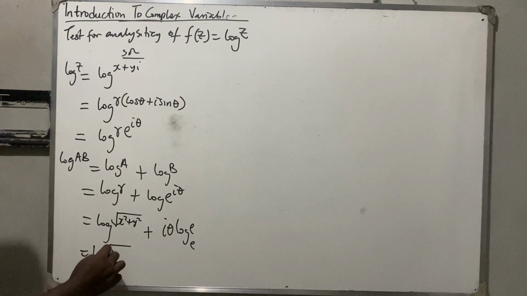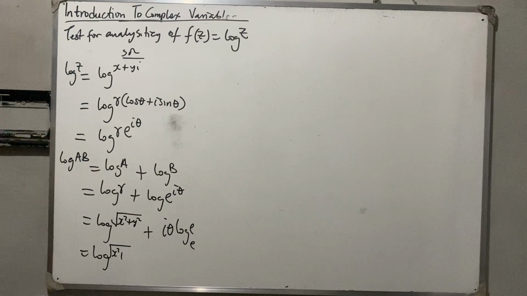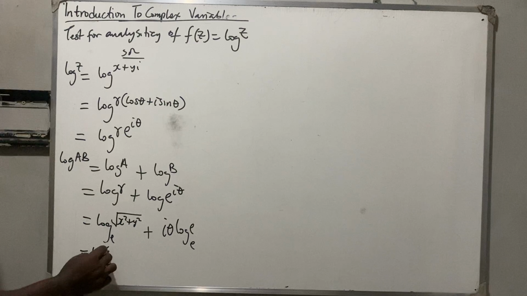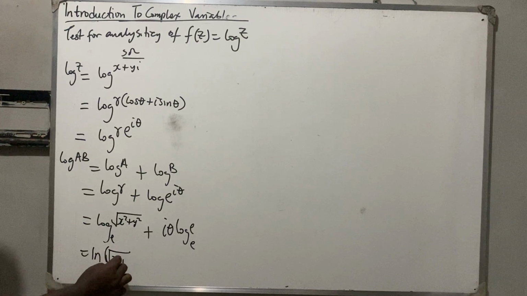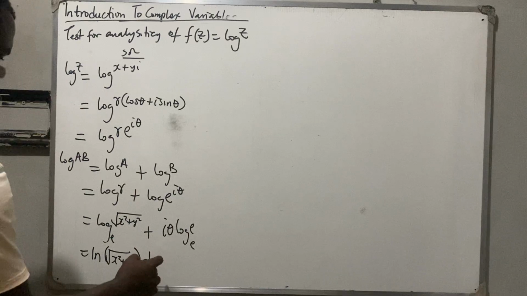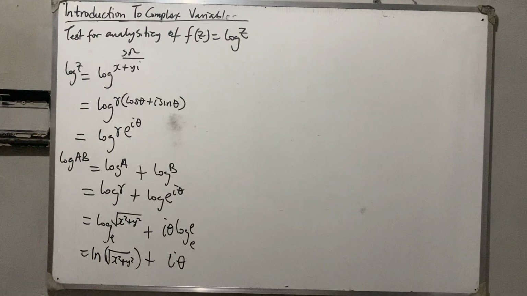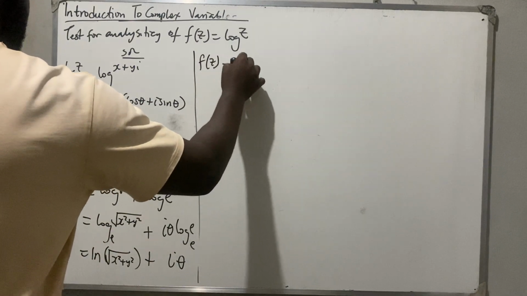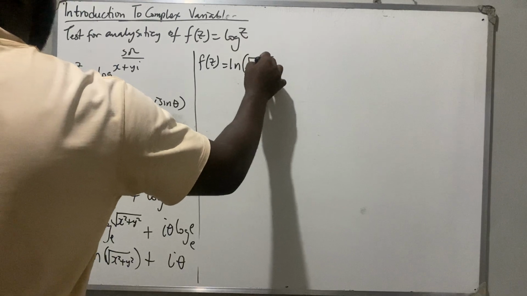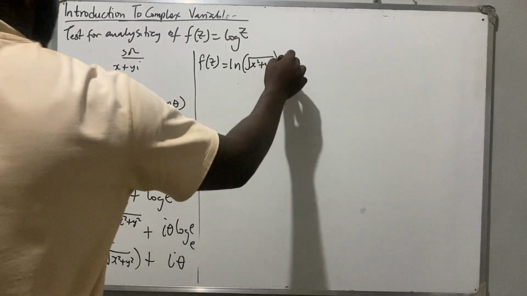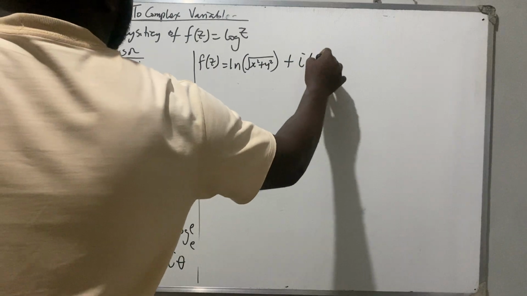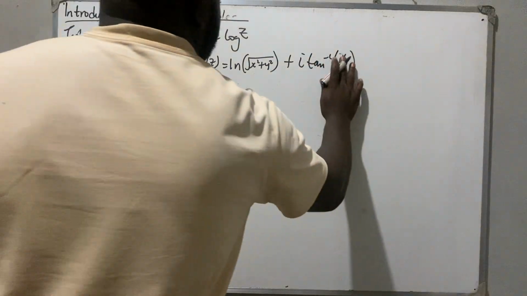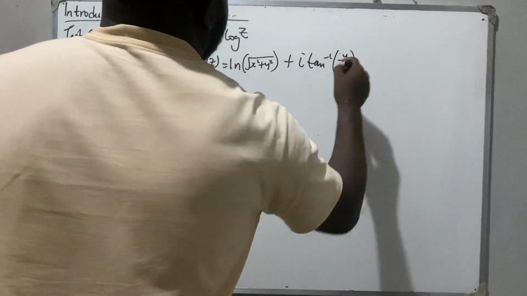Log the root of x squared. In fact, let me use ln so that it will be easy, because natural log is the same thing as ln. So it's going to be ln the square root of x squared plus y squared. Okay? Then plus i theta. And remember, your theta is the argument. So I'm going to have that my f of z is equal to ln the root of x squared plus y squared, then plus i tan inverse of y over x, not plus.